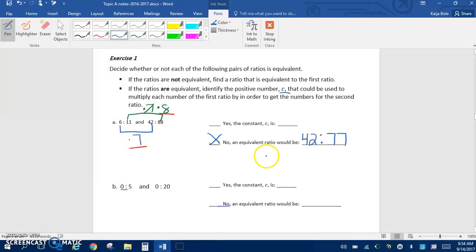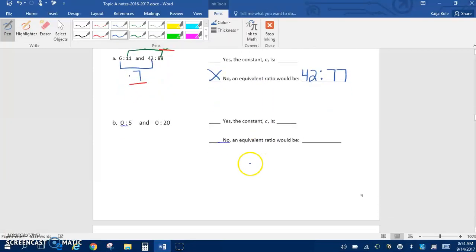Alright, if we look at part B here, we have the ratios 0 to 5 and 0 to 20. And we got to make a little change here because we know that we can't have zeros in our ratios. Zeros are not allowed, so we're going to write a new one here. We're going to look at 4 to 5, and let's see, 16 to 20.